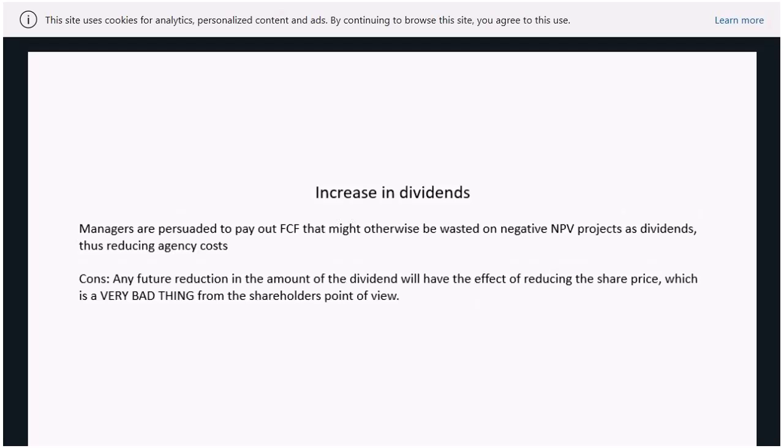The cons against that, of course, if you increase the amount of dividends you're paying, this becomes an expectation in the markets and to shareholders. So if in the future you then have to reduce them back again because your free cash flow reduces, that's going to drive down your share price, and the principals, i.e. shareholders, are not going to be very happy. So those are the two things. Of the two, issuing debt and increasing dividends, dividends is by far the easiest one to understand. But the two ways are all about reducing the agency costs.